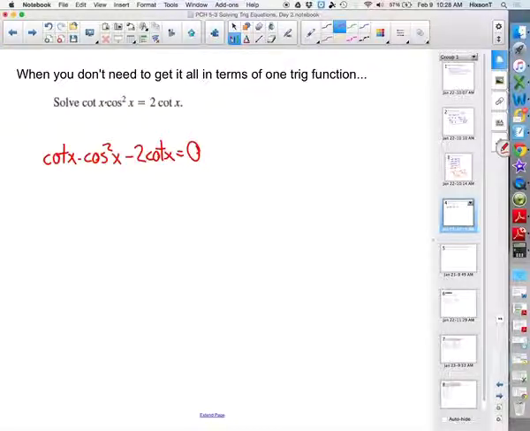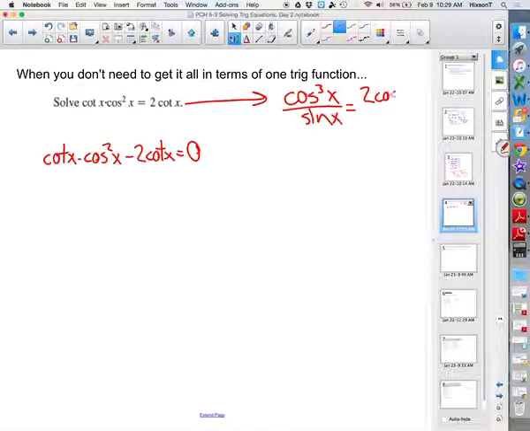Can you factor out? Well, forget about this for right now. Going back to the original, what other thoughts did you have? I would say make cotangent cosine over sine. Okay, so if you did that, you'd have cosine cubed now over sine equals 2 times cosine over sine. Okay, that's not a bad idea. What else could you do?